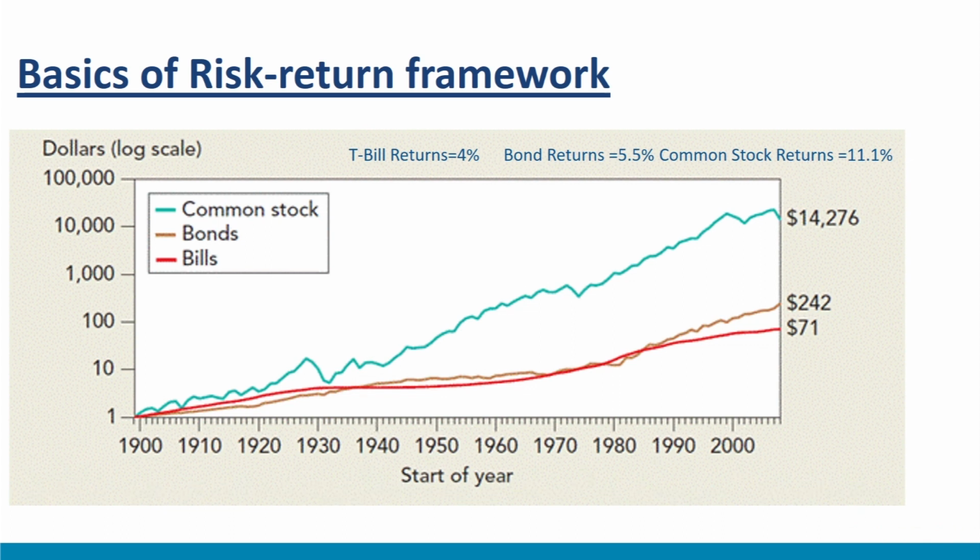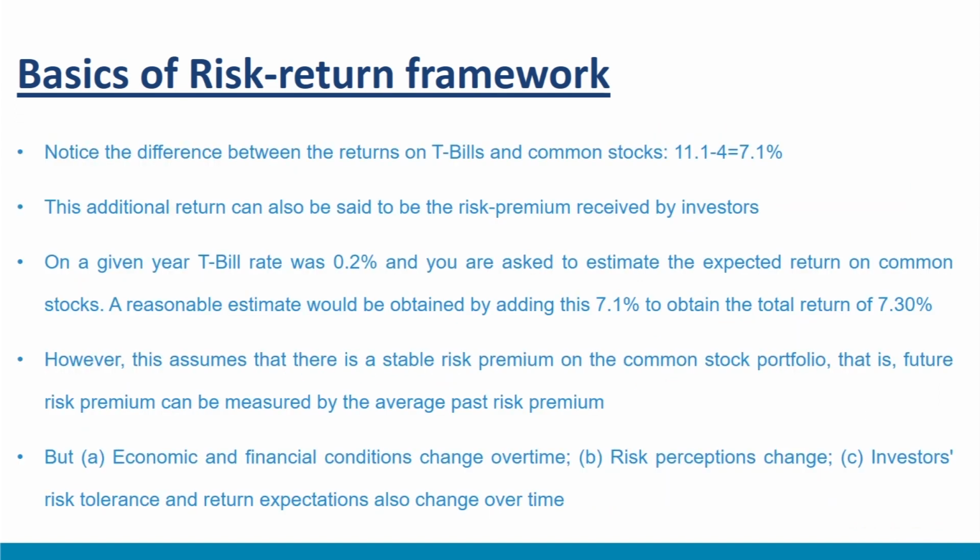One important point to be noted here: returns from common stocks fluctuate a lot. Therefore, averages over short period are not so meaningful. Notice the difference between the returns on treasury bills and common stocks. This additional return of 11.1 minus 4% equal to 7.1%. This additional return can also be said to be the risk premium received by investors. That is, additional returns for bearing the risk associated with their investment in stocks.